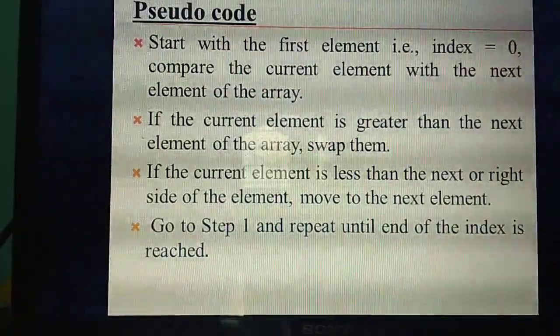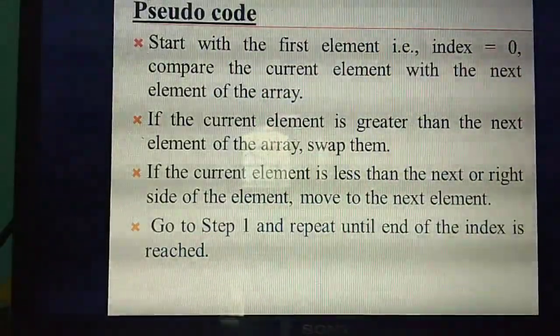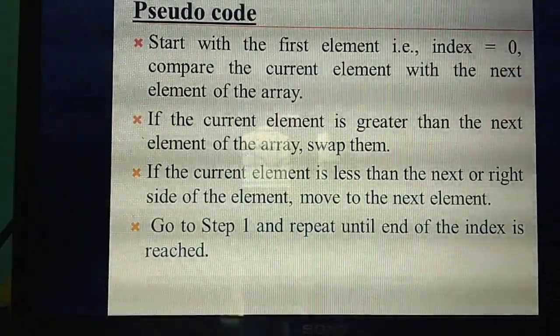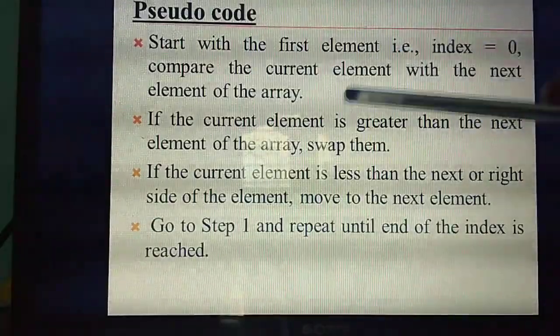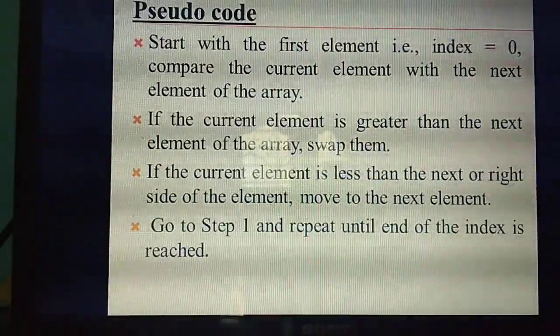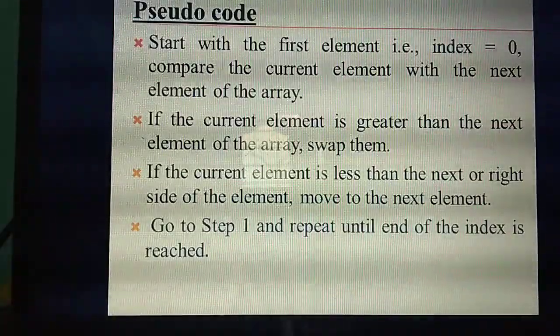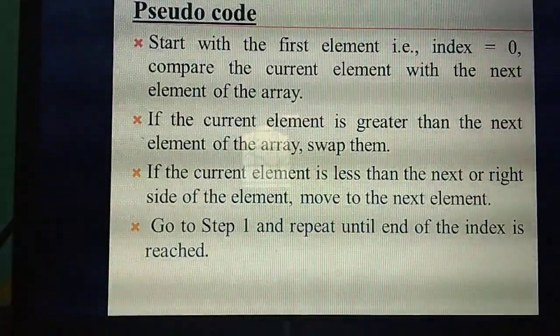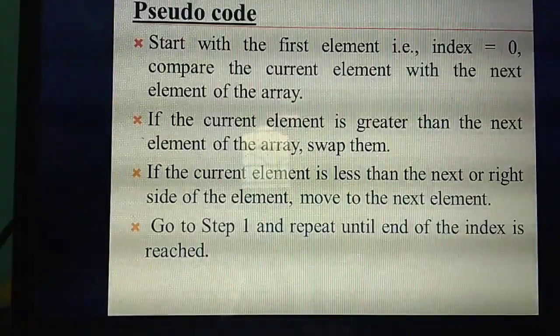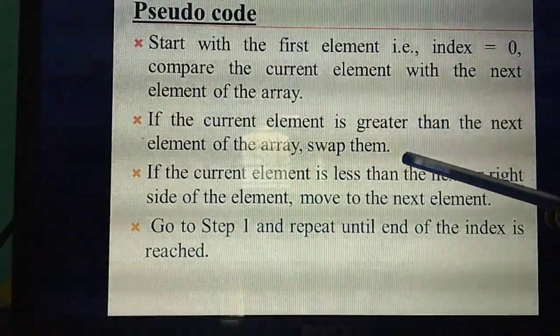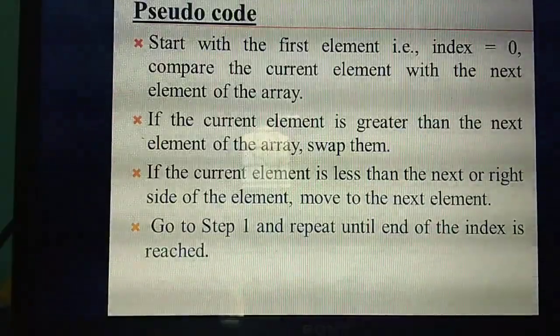Compare the current element with the next element. Current element means the first element, compared with the next element. If the current element is greater than the next element, swap them. Now we are going to arrange the list in ascending order. What's ascending order? Smallest to highest, isn't it? So it will compare the first 2 elements. If the first element is greater, it needs to come to the second position.